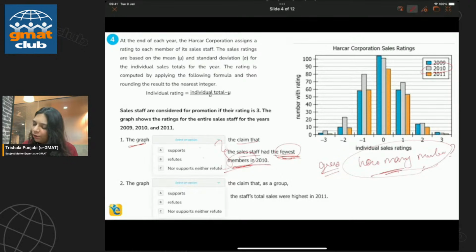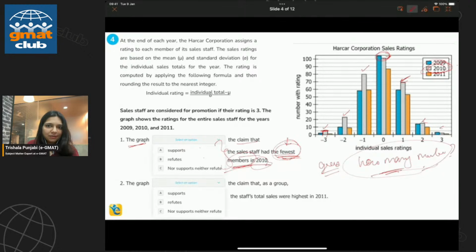Now let us look at this. The claim says that the sales staff had the fewest members in 2010. So we are going to look at the gray areas. Over here, gray is 5, it's the highest. This again is 20, it's the highest. Here it's almost the second highest, but quite close. Here also it is the highest, and here also. So it's absolutely not the fewest members. If any, it is the most members. We cannot say that the sales staff had the fewest members in 2010.